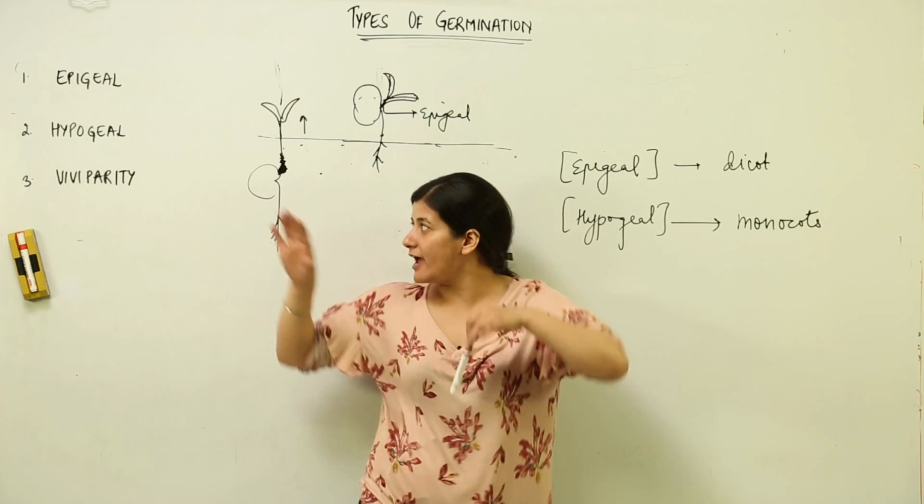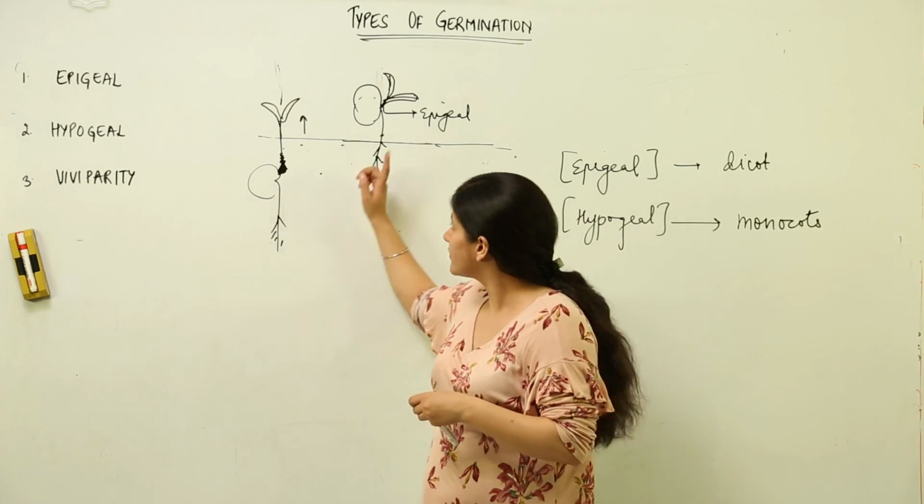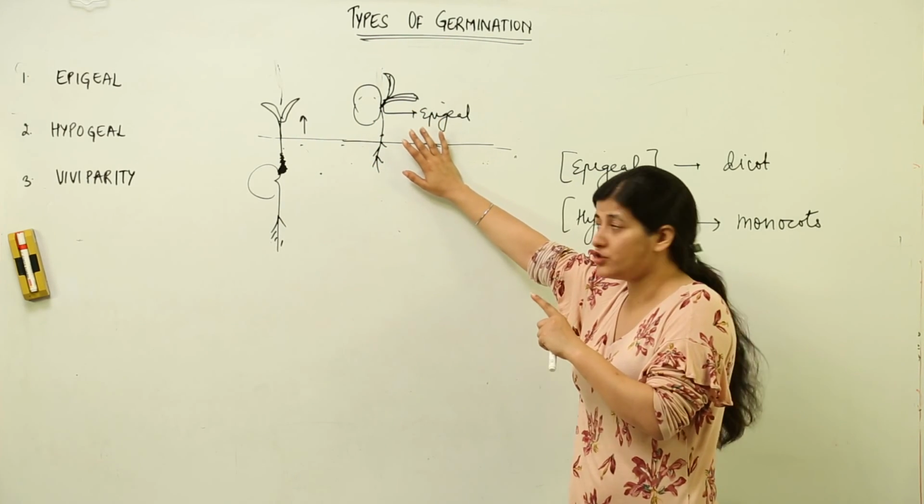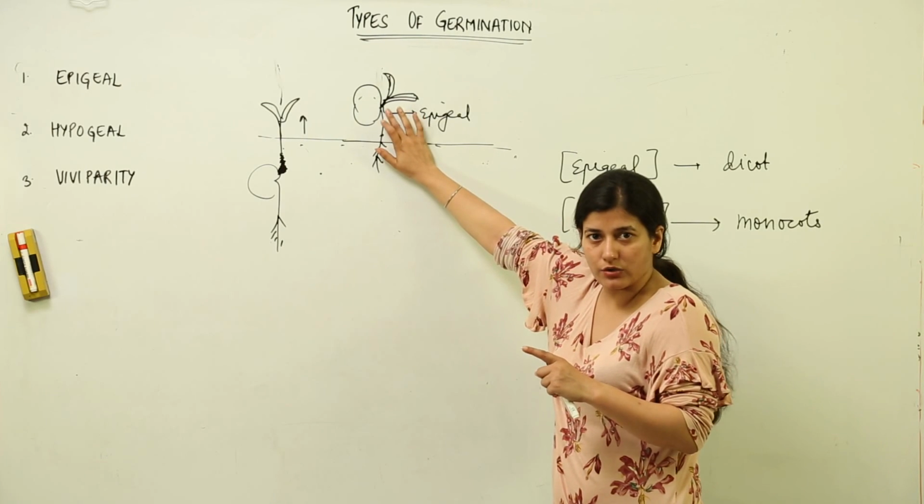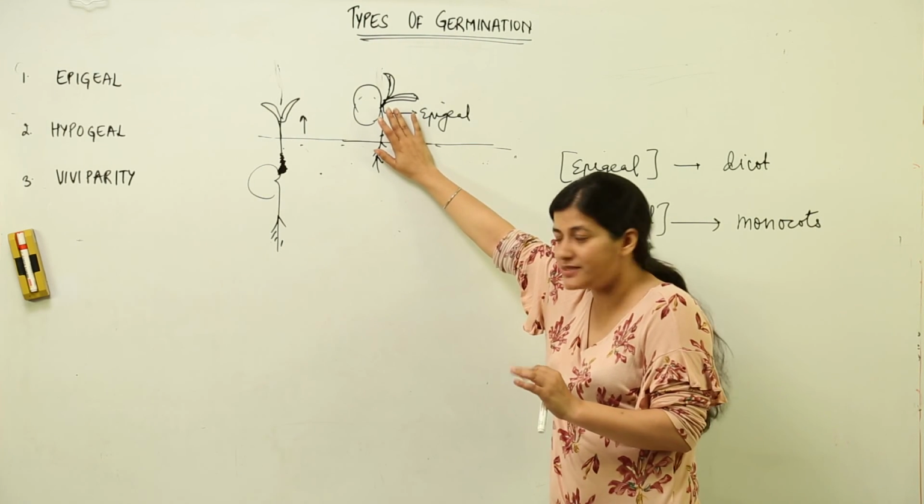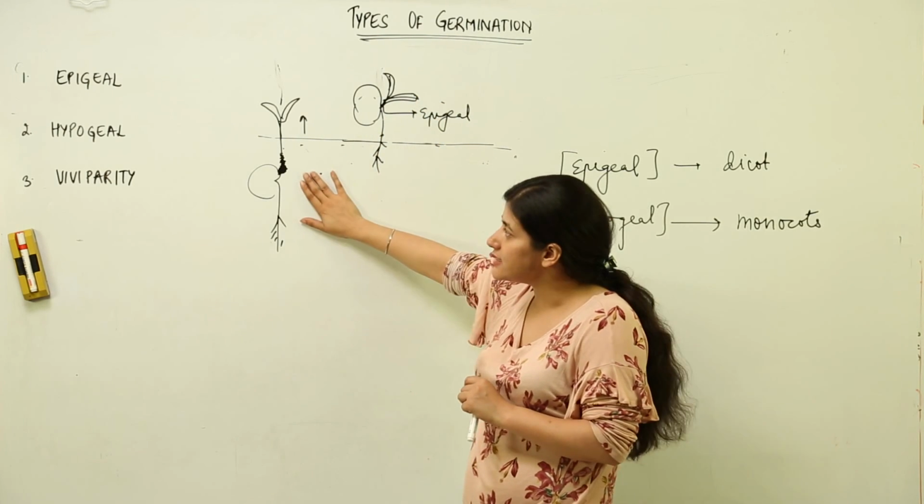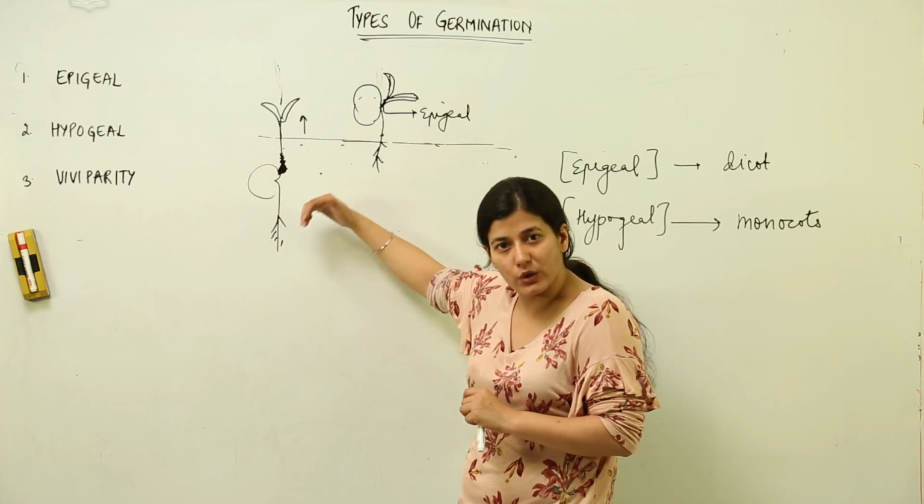It is not the hypocotyle that is growing, it is not the hypocotyle that leads to the growth and development of the shoot, it is the epicotyle that grows. Primary leaflets are already present inside it and the seed is above the ground. In this case, in hypogeal growth, the seed is below the ground.